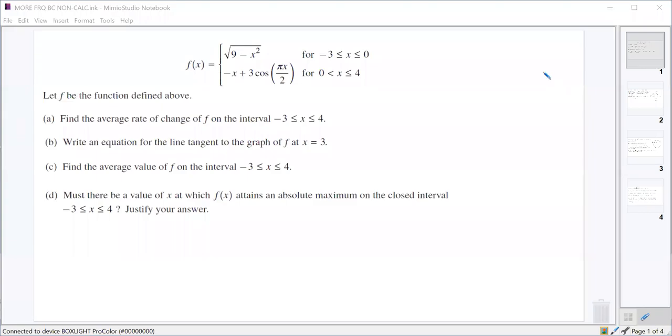So we are given a piecewise function. For part A, we want to find the average rate of change of f on the interval from -3 to 4. Average rate of change is just a slope. So all you need to do is find f of 4 minus f of -3 and divide it by 4 minus -3. F of 4 comes from the bottom function.